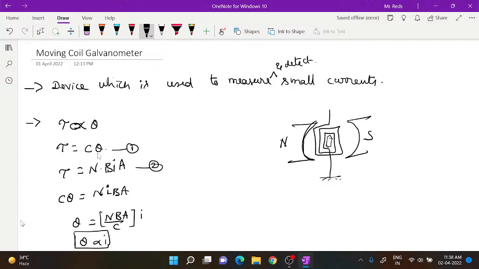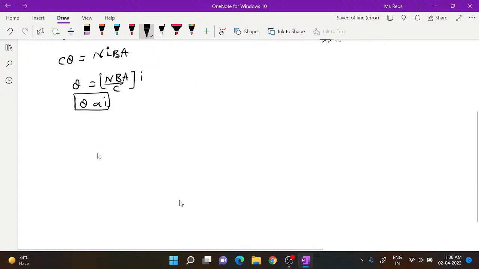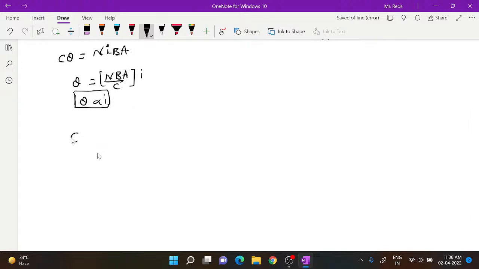Also keep in mind that sometimes you are asked to find C, which is called couple per unit twist. That means for theta equal to 1, the couple is equal to C. Couple is torque, so we call C the couple per unit twist. From this you can also express C. This I can call equation 1.